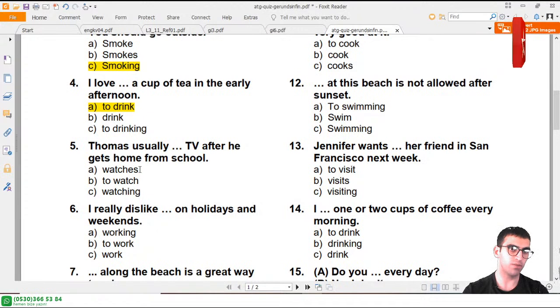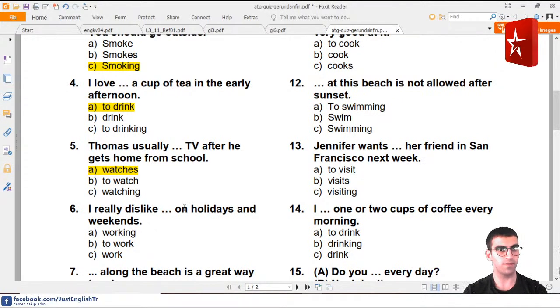This is a present simple, so we have to use the bare infinitive. Watch is the correct answer, like infinitive without to. Thomas usually watches TV after he gets home from school. Yes, because of usually we have to use watch. It's a kind of present simple type of sentence, and in this case we have to use watch. Number 5 is watch. Yes, A is the correct answer.